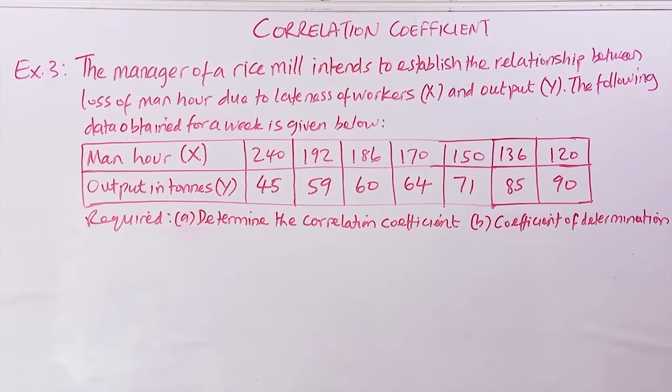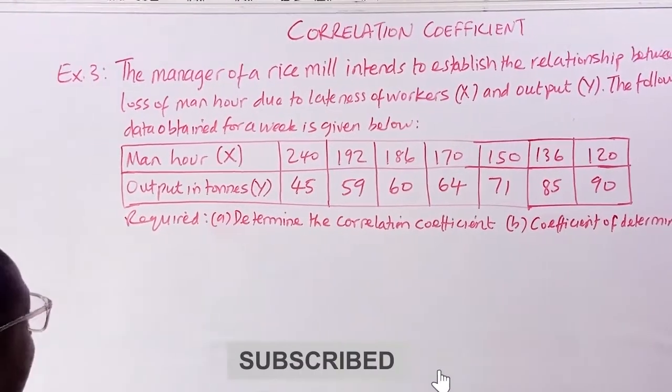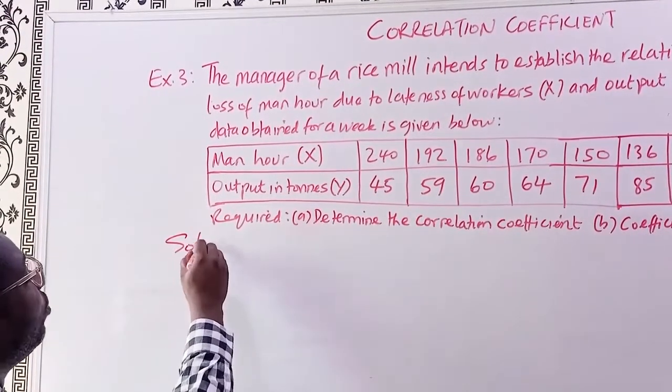So they observe some lateness in terms of man-hour combined of workers. They will have the output. So we want to find the relationship between lateness and output. To determine this, we'll do as we've been doing. All right, solution here.